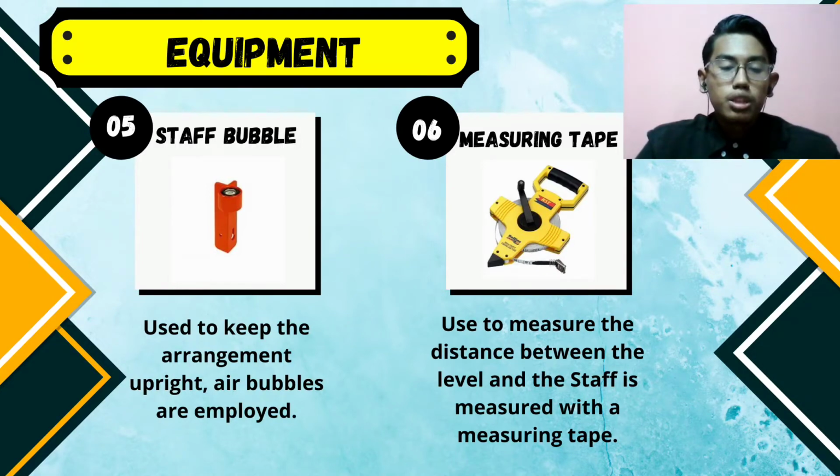The next equipment we have is the staff bubble. The staff bubble is used to keep the staff upright, and the air bubble indicates when it is appropriate. The staff bubble is usually mounted on the staff. Next, we have a measuring tape. The measuring tape is used to measure the distance between the level and the staff, so that the distance between the back view and front view is more or less the same.